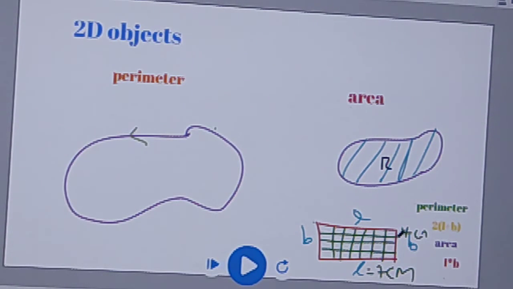Or length into breadth. In the length, count how many squares exist and represent it here, and how many breadths are represented vertically, the 4 centimeters. So length into breadth, the total number of squares, that is the area. This is the general method or standard formula for finding area. This is finding the area of 2D objects.